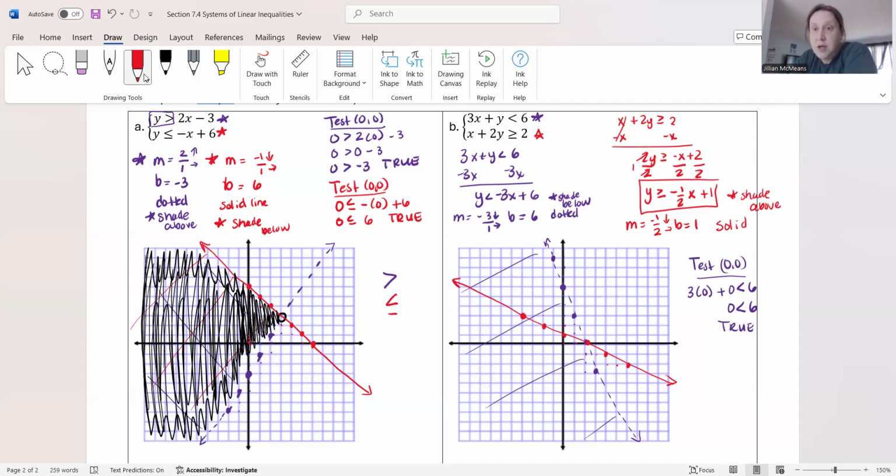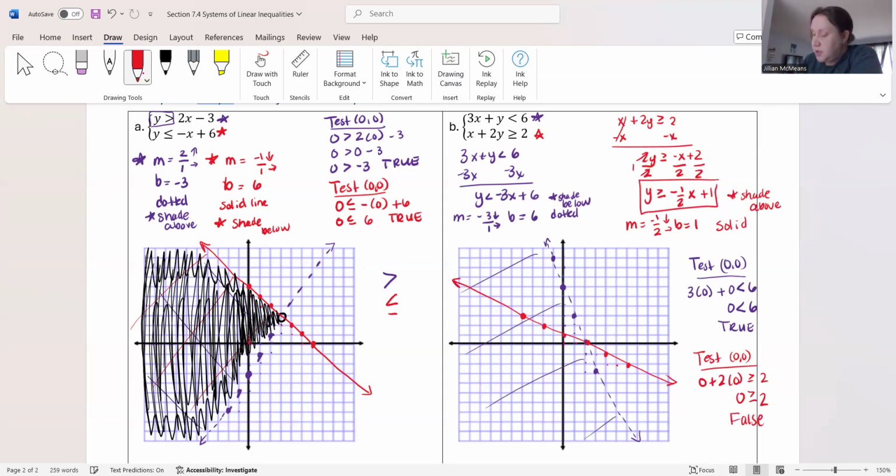Now we want to figure out our shading. So our line is really close, but it does not go through the origin, so we can test the origin. We have 0 for x plus 2 times y, which is also 0, is greater than or equal to 2. 0 plus 2 times 0 is just 0. And then we want to know, is 0 greater than or equal to 2? No, this is absolutely false.